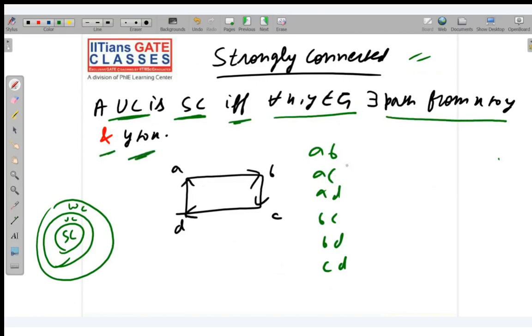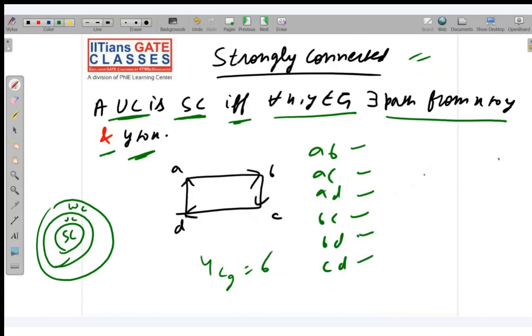For example, A to B. How many pairs do I have to check? 4 C2, that is 6. A to B path is there. Also check from B to A. Yes, there is a path. A to C path is there, C to A also. A to D, and D to A also. B to C, C to B also. B to D, yes, and D to B also. C to D, yes. D to C, yes. So it is strongly connected.